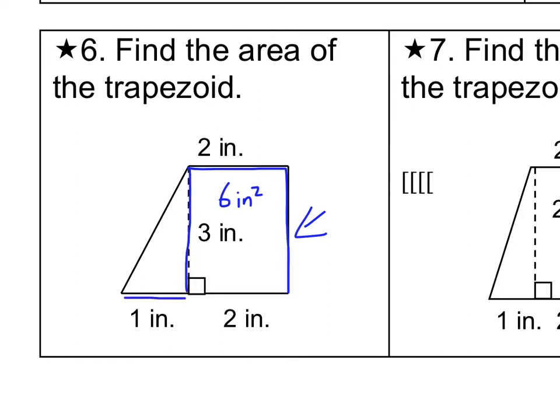So 1 is our base, 3 is our height, that's 3. We're going to divide that by 2, which is 1.5, right? And so now we've got 1.5 plus our rectangle, 6. So the total area is going to be 7.5 inches squared. And 7.5 inches squared is the same thing.